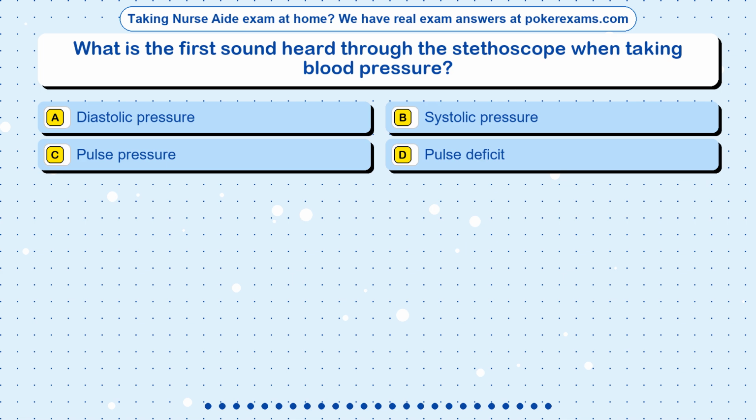Question 11. What is the first sound heard through the stethoscope when taking blood pressure? Option A. Diastolic pressure. Option B. Systolic pressure. Option C. Pulse pressure. Option D. Pulse deficit.